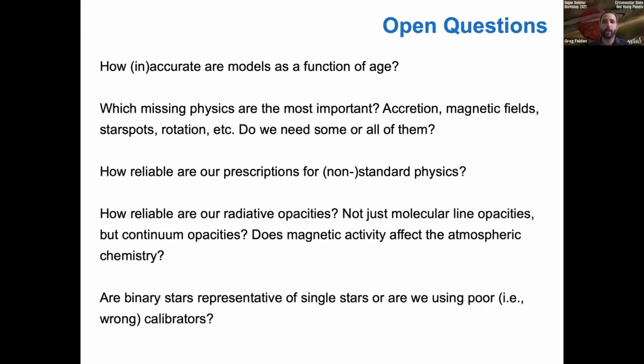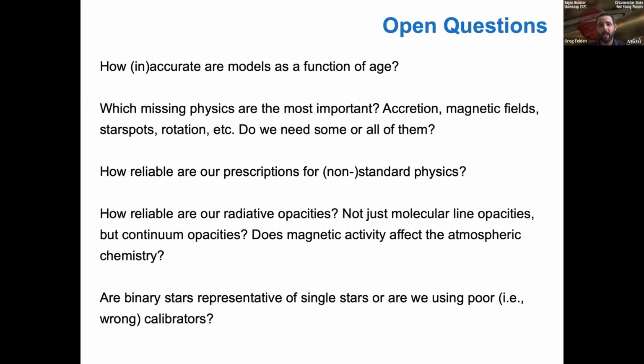And I'll just leave some open questions here really quick as I wrap up. These are the things that came to me just preparing for the talk today. How inaccurate are models as a function of age? What physics are missing? Are they important? Are we just turning knobs?